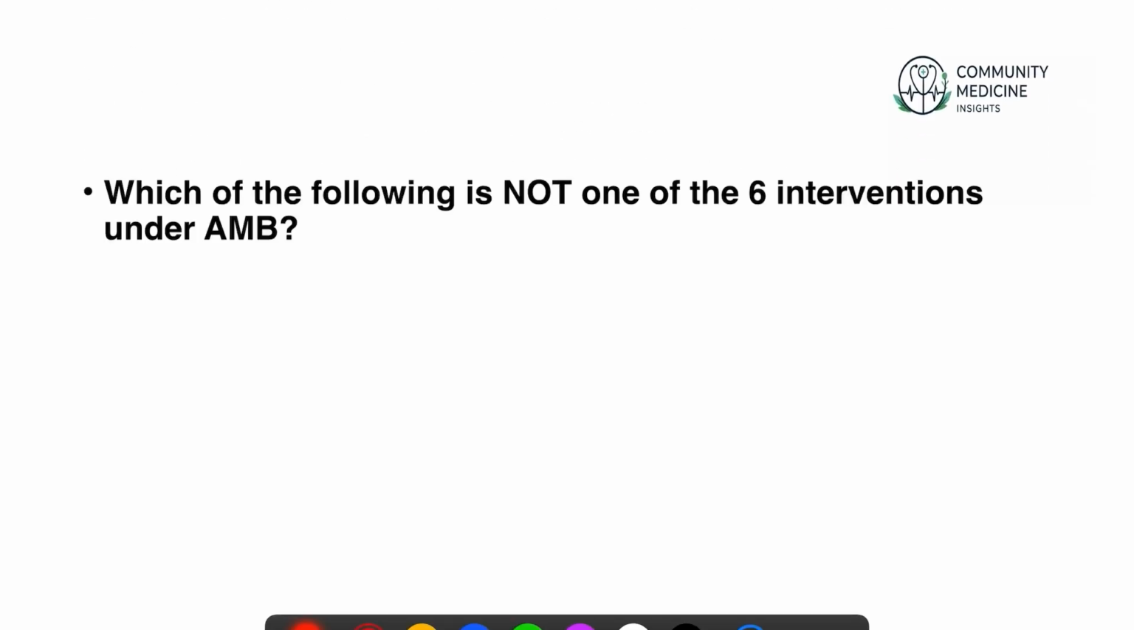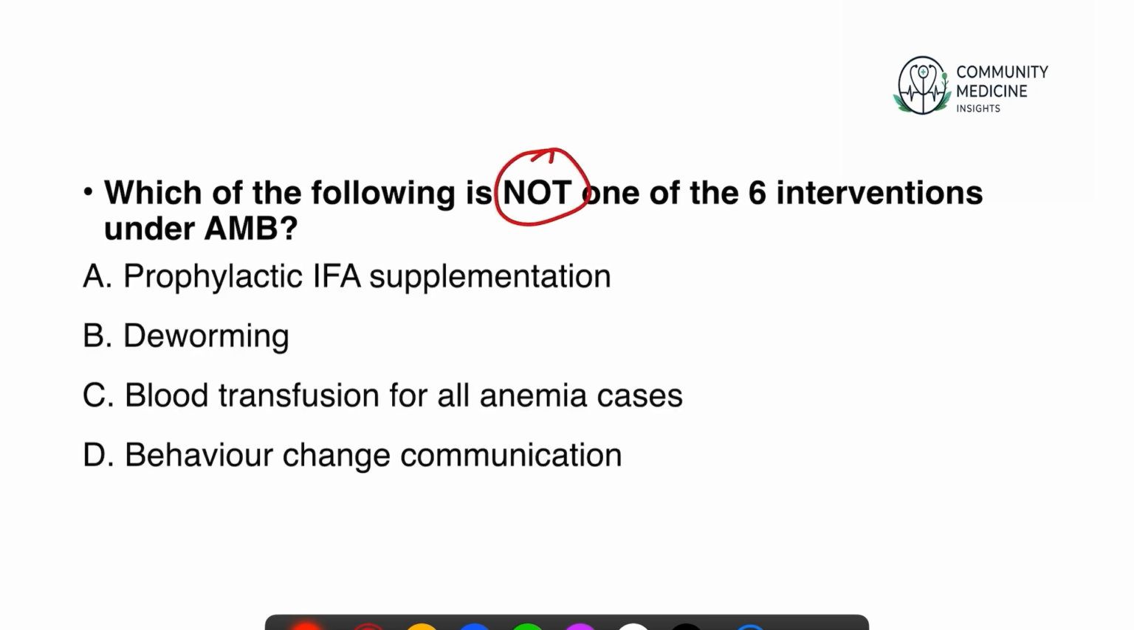Which one of the following is not one of the interventions under the Anemia Mukt Bharat? These are the different options, that is prophylactic IFA supplementation, deworming, blood transfusion for all the anemia cases or the behavior change communication. So here the correct answer is transfusion for all anemia cases.